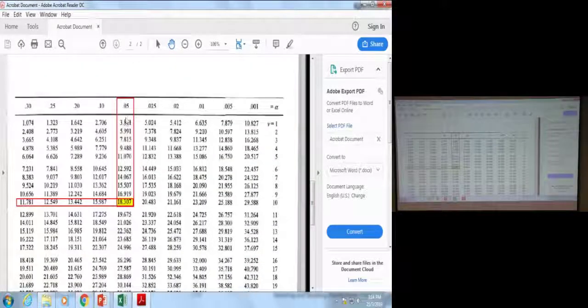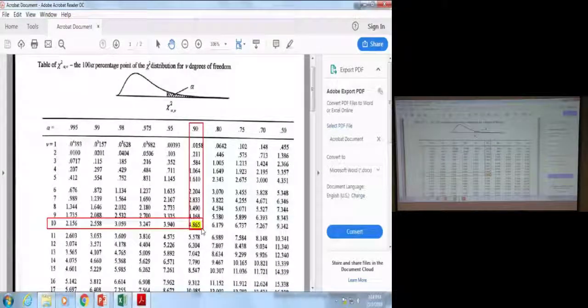If I want 5%, this is the value, 18.307. That means for a chi-square distribution with 10 degrees of freedom, the chance of being greater than 18.307 is only 5%, the column heading. So greater than this number is 5%, and for the 0.90 column, less than this number is a 10% chance. That's how we read it.